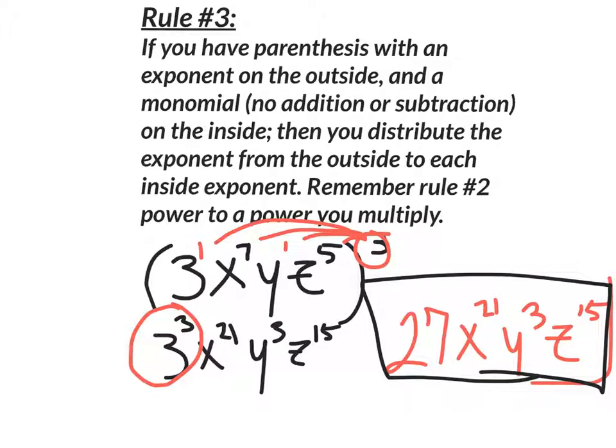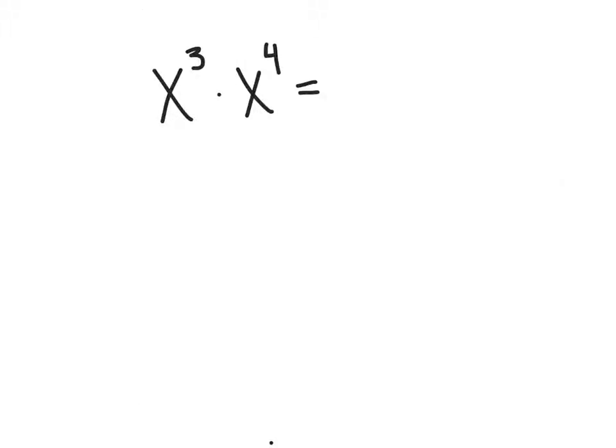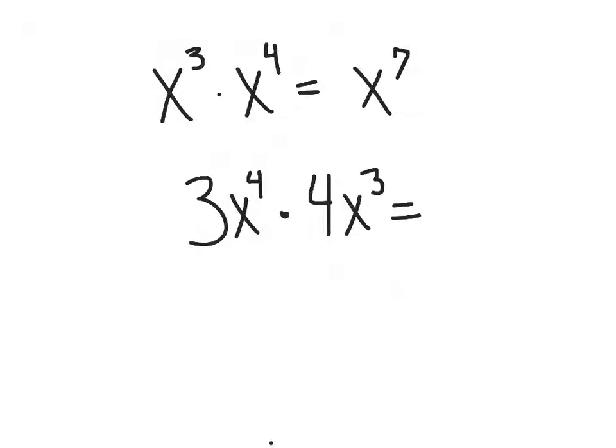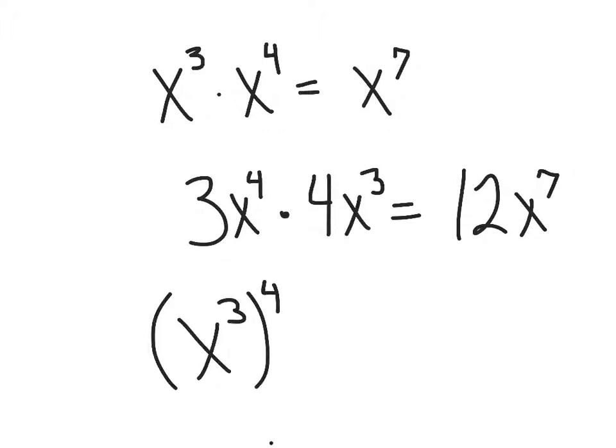And let's just do a quick review here. X to the third times x to the fourth. What's the answer? X to the seventh. Cool. All right. Now, how about 3x to the fourth times 4x to the third? What would that answer be? 12x to the seventh. Okay, cool. How about if I had x to the third to the fourth? What's that answer going to be? X to the 12th. All right, so far so great.